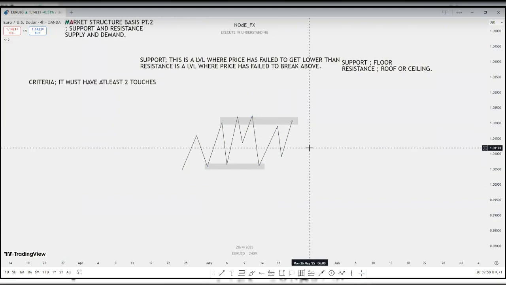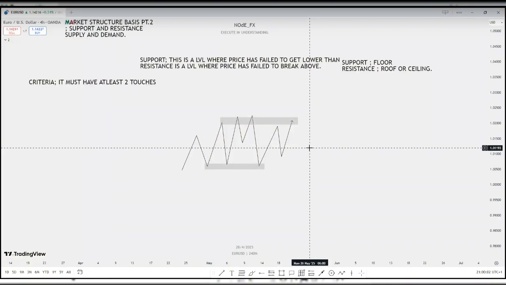And the resistance is where price has failed to go higher. Keep this in mind. It must meet the criteria of at least two touches. If it doesn't have up to two touches, it does not make sense at all. It must have at least two touches. There's a reason why I am being specific about the criteria.